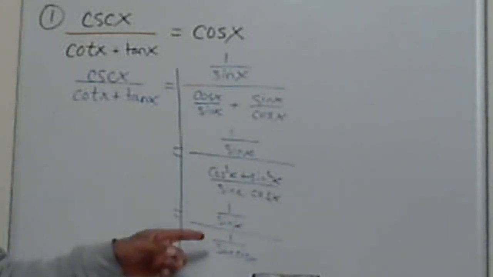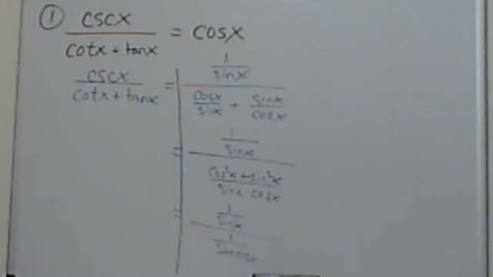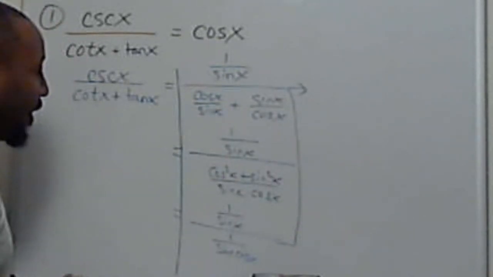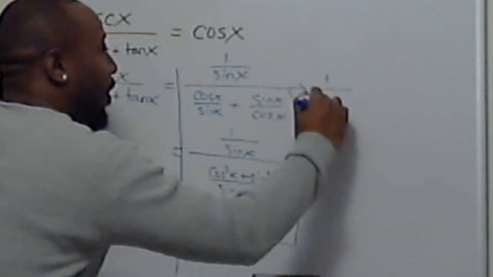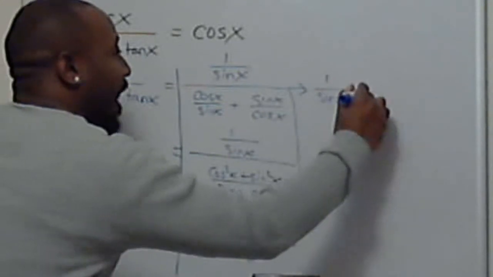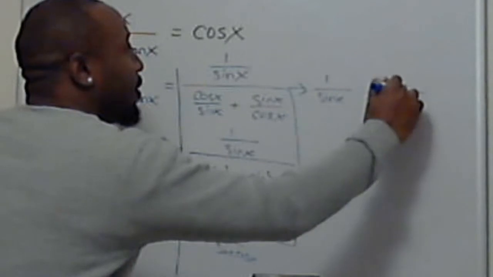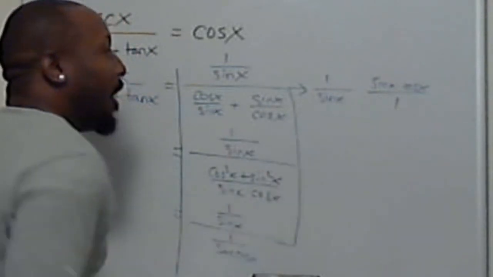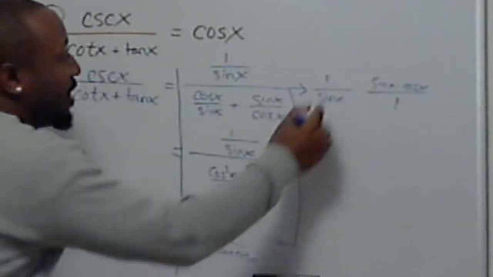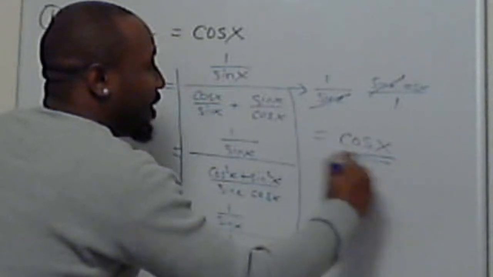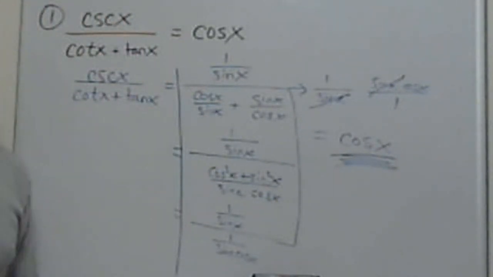So now, with our fraction within a fraction, anytime we divide by a fraction, it is the same as multiplying by its reciprocal. So we're going to do 1 over sine x times the reciprocal of this, we just flip it, sine x times cosine x over 1. And then as you can see, sine x on the bottom cancels with sine x on the top. Therefore, we have cosine x. And we got to our destination.